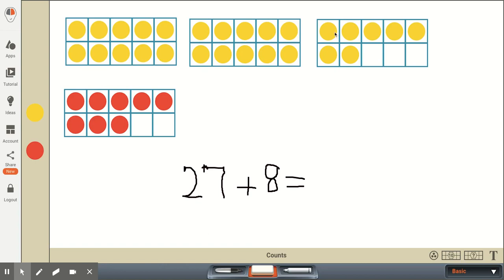So here we have 7 ones. What we want to try to do is complete the 10 frame. We can take some of the counters from our number 8 and move them into the counters along with the 7 that are here. So we're going to move 2 more counters over. One more to move.